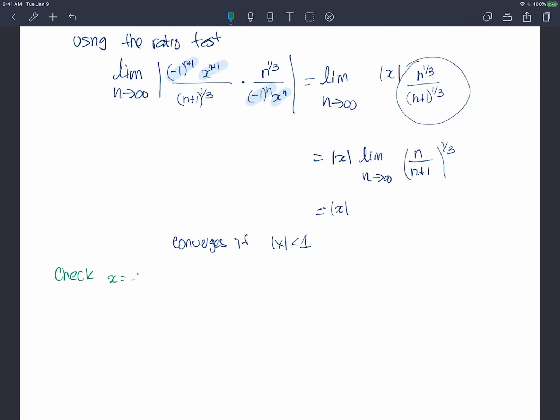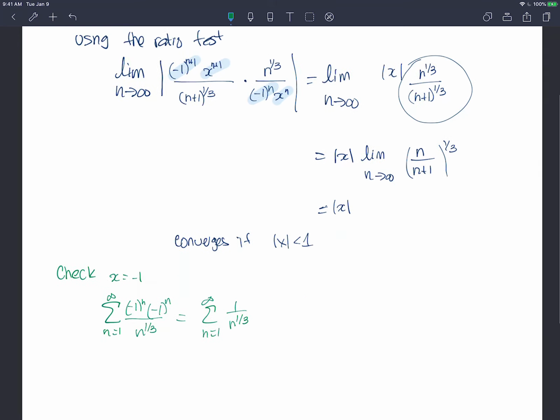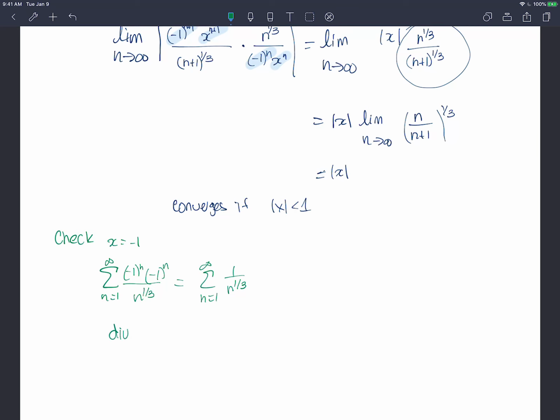At x equals negative 1, the formula is up here, so let me copy it from there. The sum from n equals 1 to infinity of (-1)^n times (-1)^n over n to the 1/3. This becomes a positive 1 over n to the 1/3. And this one diverges because, I'll give you a second to think about the reason. Yeah, because it's a p-series with p less than 1.